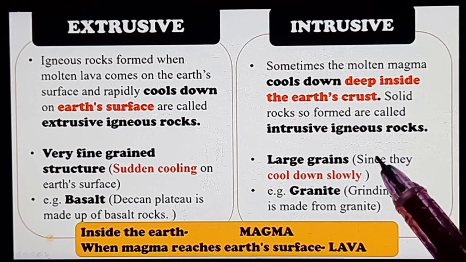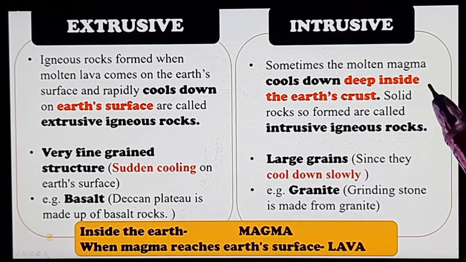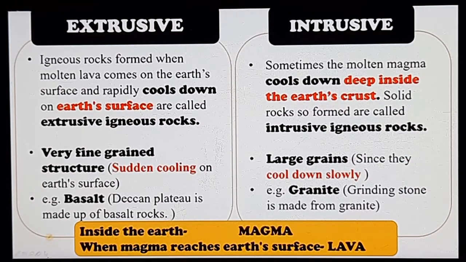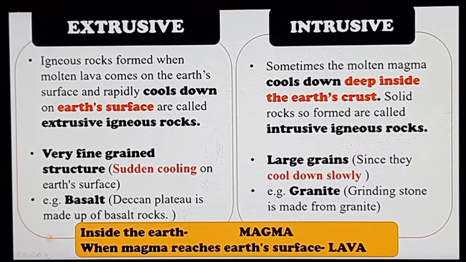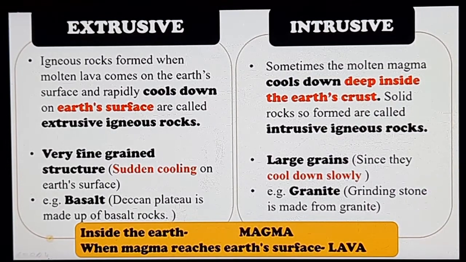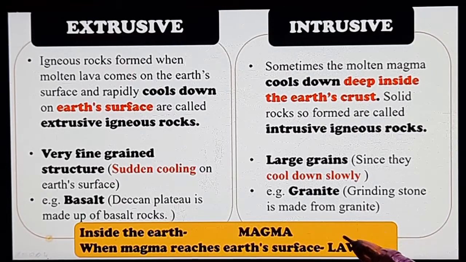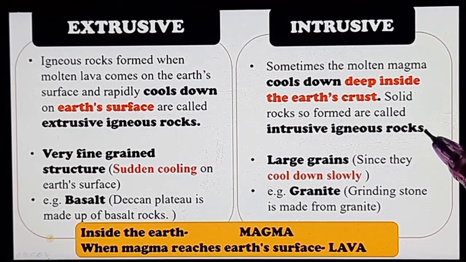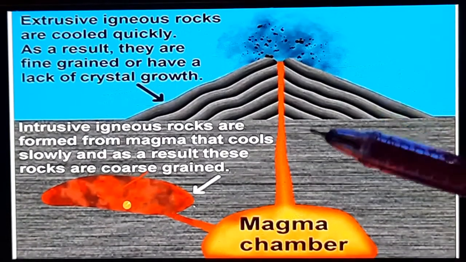Then solid rocks are formed. When deep inside the molten magma cools down, the solid rocks formed are called intrusive igneous rocks. So which thing? Intrusive igneous rock. It has large grains, since they cool down slowly, it takes some time also. Example, granite. Grinding stone is made from granite. What is an example of intrusive igneous rock? Granite.